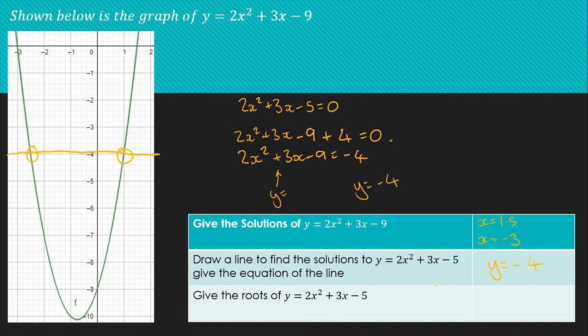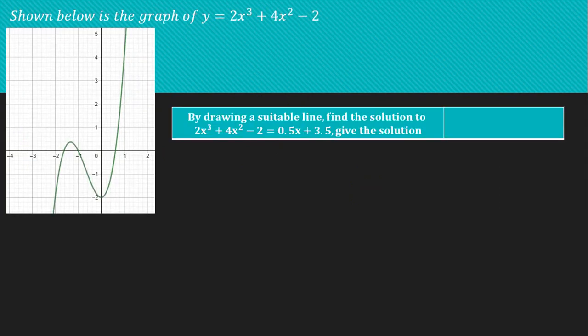And we've got the roots of this equation happen when x is 1 and when x is negative 2.5. So x equals 1, x equals negative 2.5. Alright, so that's the first page of the MyMaths task. It's quite a nice one, but we're going to move on to the more difficult one now.